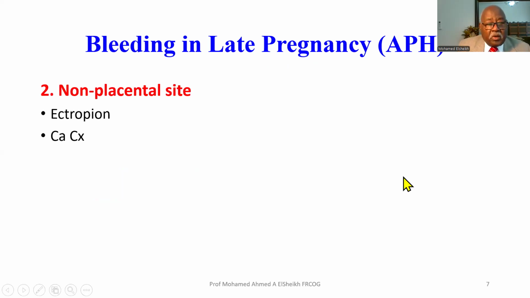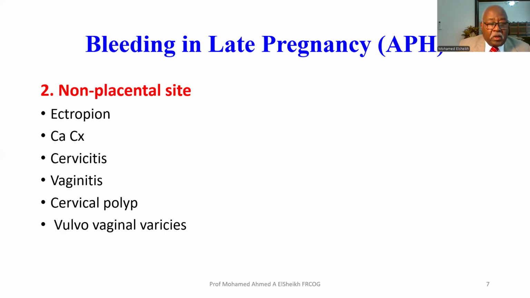So let us go to the non-placental side. Still coming from the genital tract, but not from the placental side. And here it's a group of conditions. First, ectropion. We used to call it cervical erosion. Now it's an ectropion whereby the squamous epithelium of the ectocervix is replaced by columnar epithelium. And then it looks red and could bleed easily. Carcinoma of the cervix, cervicitis or infection, vaginal infection, cervical polyp, vulvovaginal varices, and then the unexplained. So the list of the non-placental side is quite considerable, related mainly to the cervix, infection in it, change in its epithelium, polyps, and thus we have to identify that.